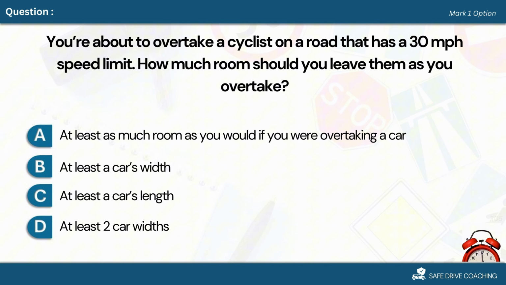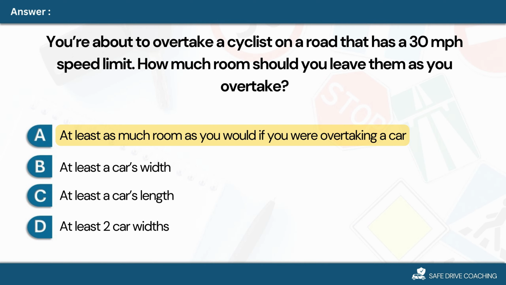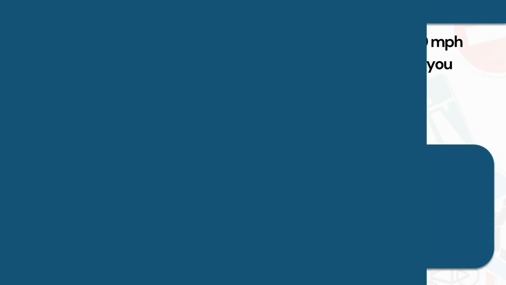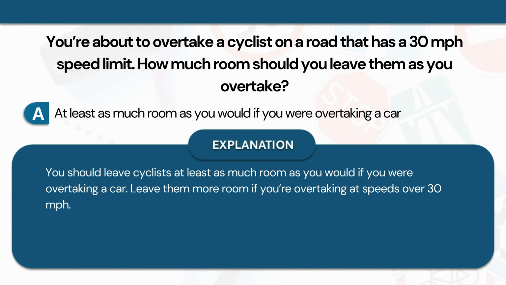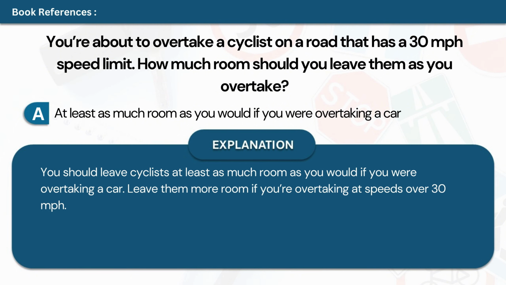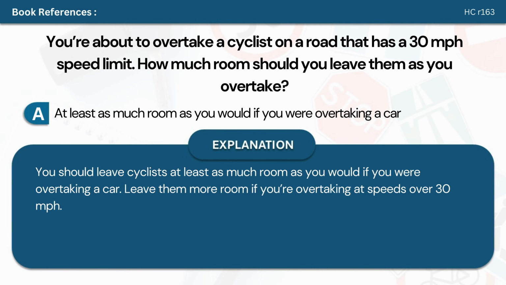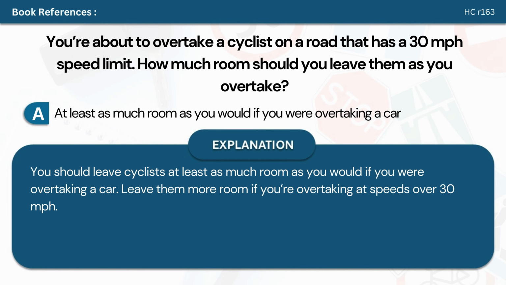The correct answer is A. At least as much room as you would if you were overtaking a car. You should leave cyclists at least as much room as you would if you were overtaking a car. Leave them more room if you're overtaking at speeds over 30 miles per hour.